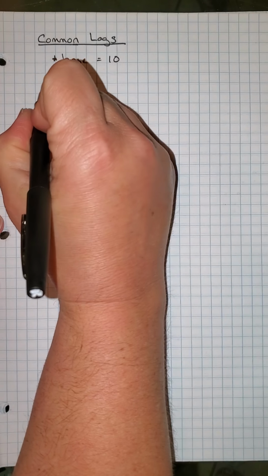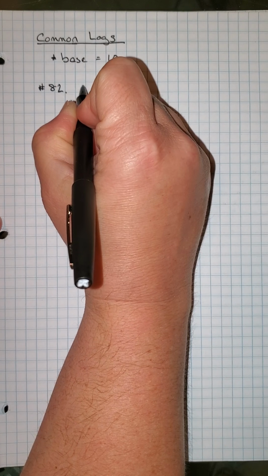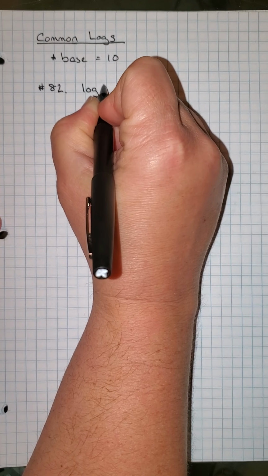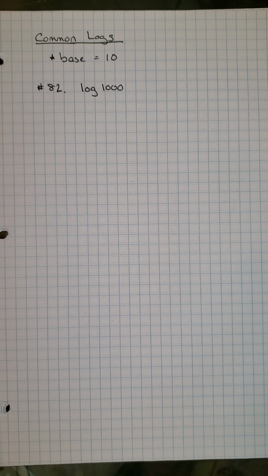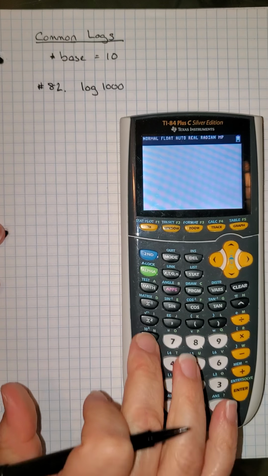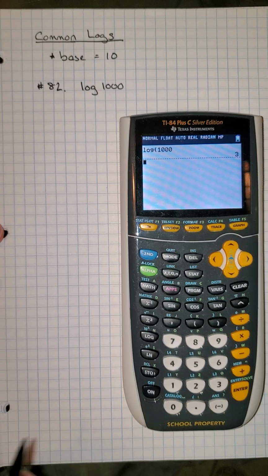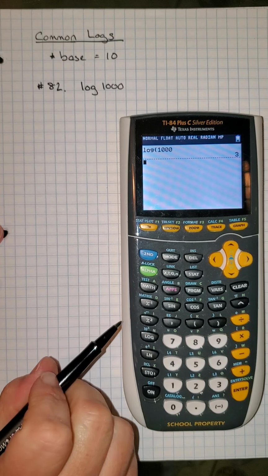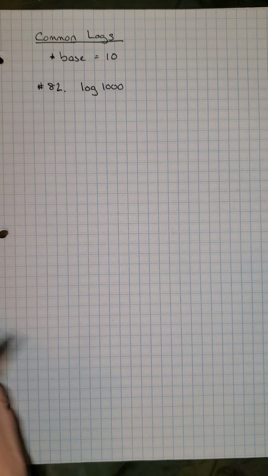So like number 82 in the book, this goes back to what we were talking about before actually. You have the log of 1000. And it says evaluate. Now the nice thing is, you do have access to a calculator. You just do log of 1000. You get the answer of 3. I could do that in my calculator because the base is 10. There is a way to change base. We'll talk about that later.